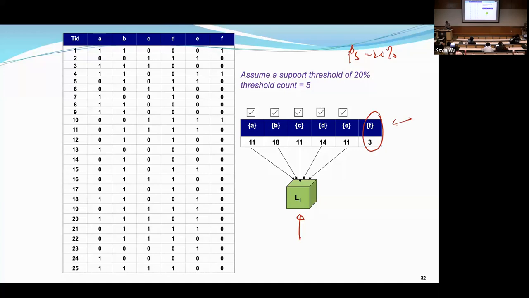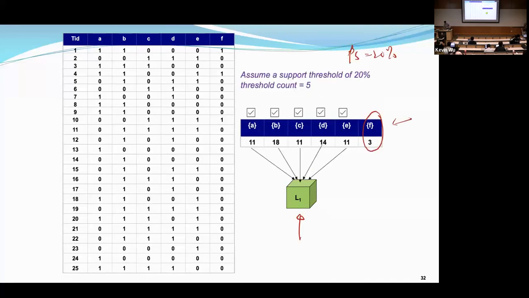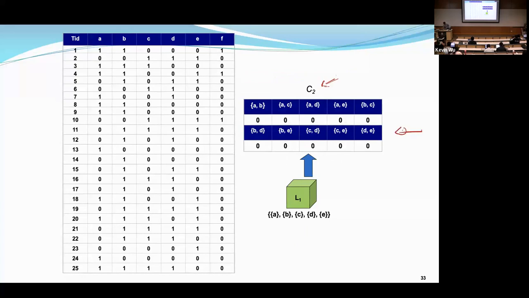Now, once L1 is collected, what the Apriori algorithm does is prepare C2. C2 is obtained by what we call joining the item sets in L1. Effectively, we take 2 item sets from L1 and join them together to form a candidate in C2. Because L1 consists of A, B, C, D, E, C2 consists of these 10 size-2 item sets. So we prepare 10 counts and we repeat the process, namely scan the database to compute the support counts of these item sets.